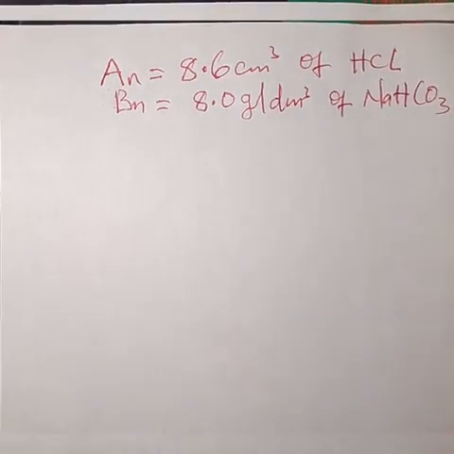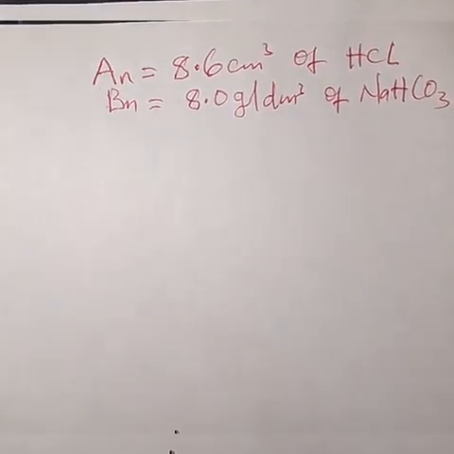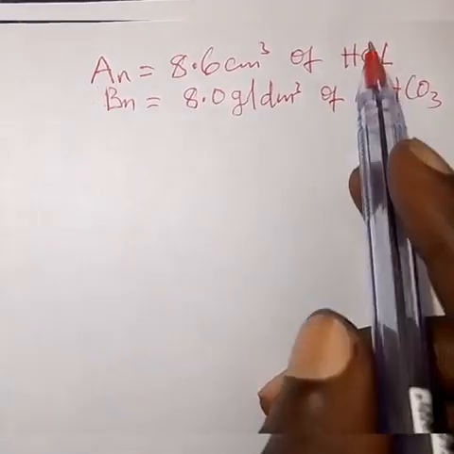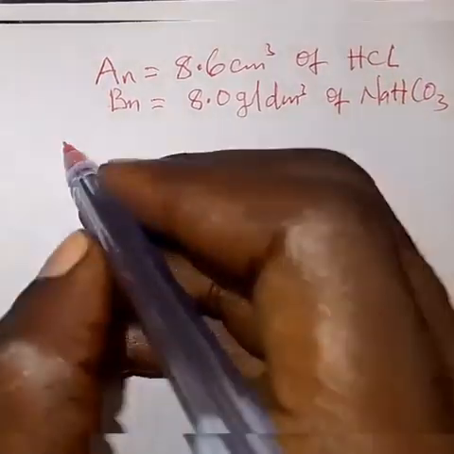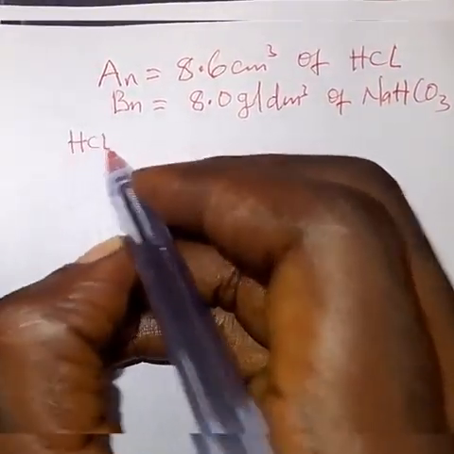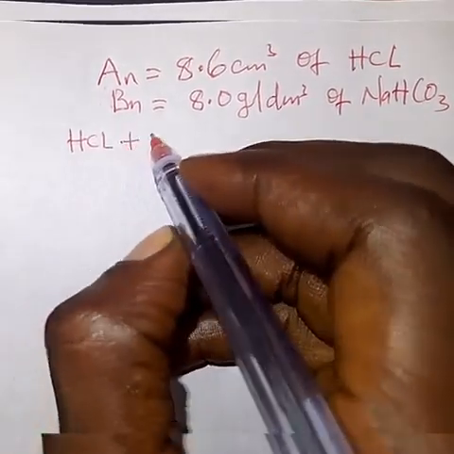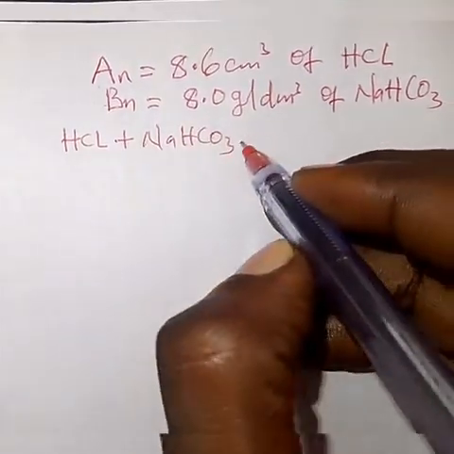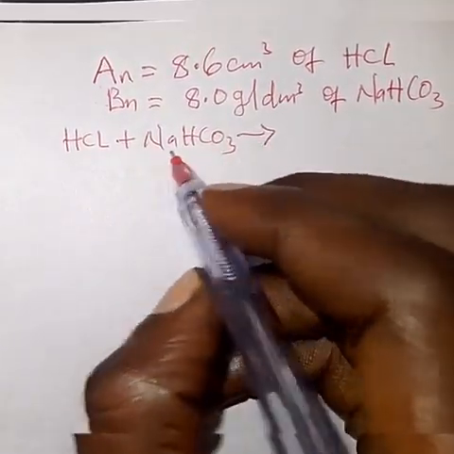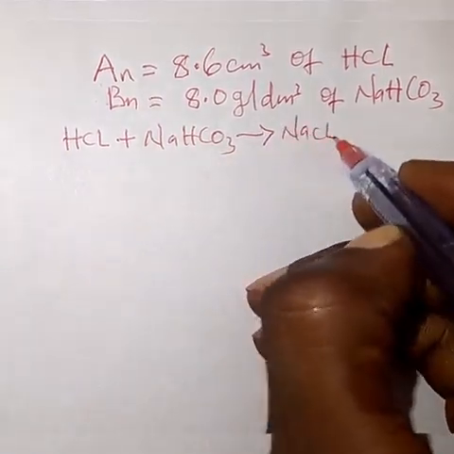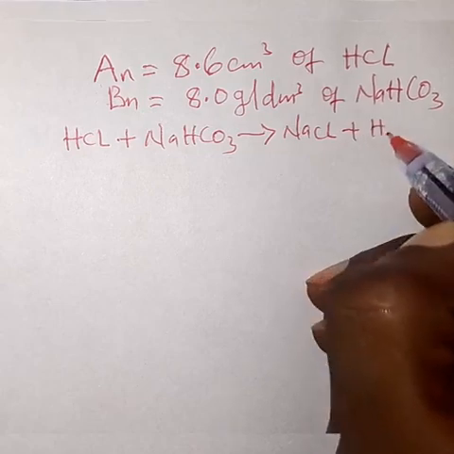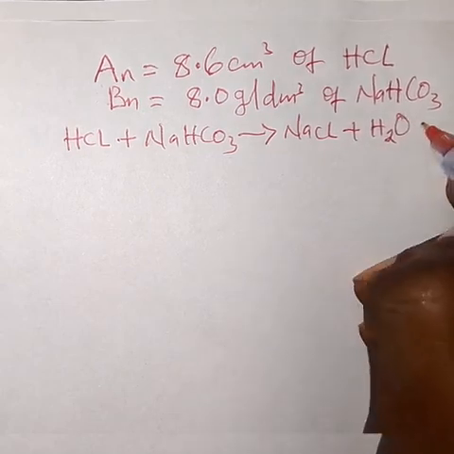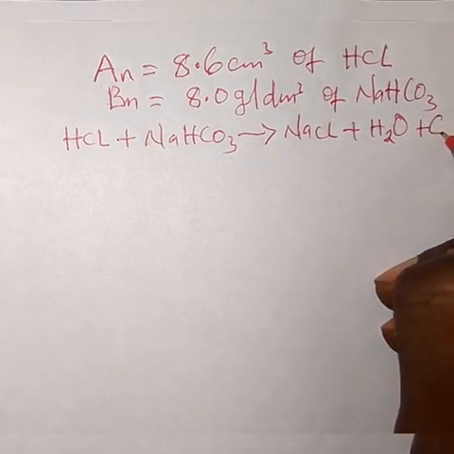Okay, so the reaction for these two will look like this. If you combine any trioxocarbonate with acid, you should get salt, water, and carbon dioxide. So you have to keep that in mind. So this reaction will produce a salt, which is sodium chloride. It will produce water, which is H2O, and it's going to produce carbon dioxide, CO2.